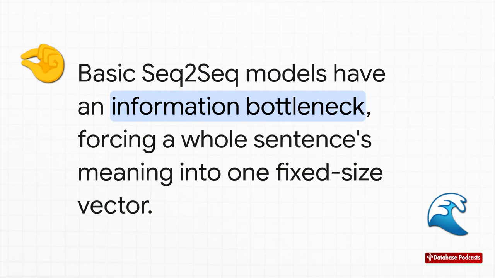The core issue actually has a name. It's called the information bottleneck. The standard sequence-to-sequence models, which were the workhorses of early machine translation, had this major design flaw. They were basically trying to squeeze an entire ocean's worth of meaning through a tiny little straw.